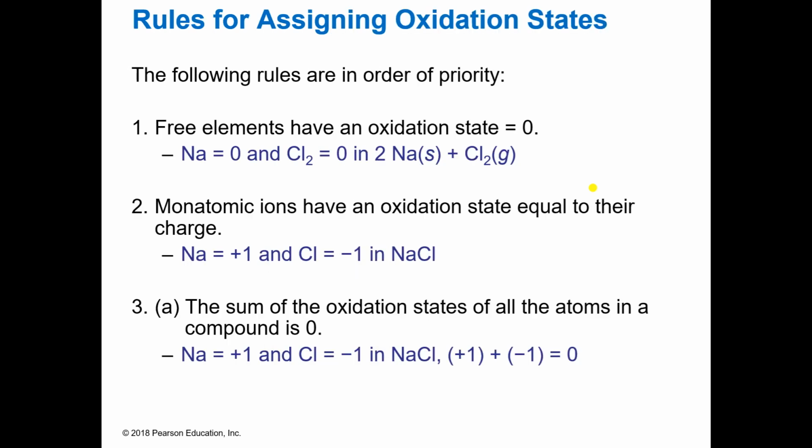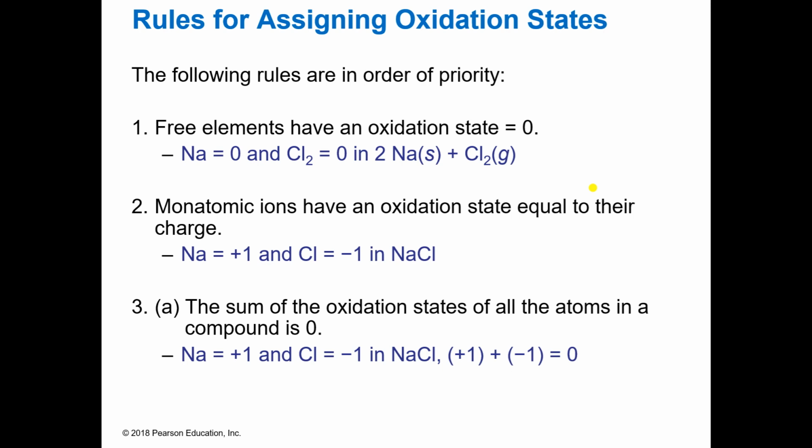So here are the rules again. Free elements in their standard state have an oxidation number equal to 0. The monoatomic ions will have an oxidation state, generally speaking, equal to their charge, with very few exceptions. So a sodium ion +1, its oxidation number will be +1. If we're talking about magnesium, which has a charge of +2, it will have an oxidation number equal to +2.